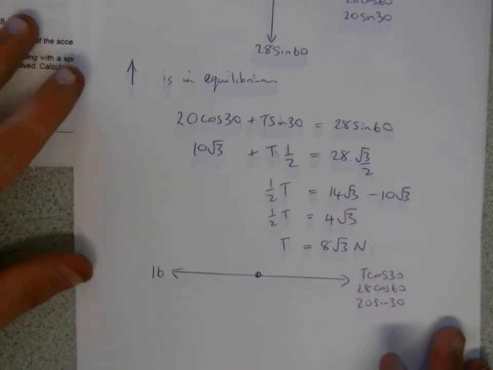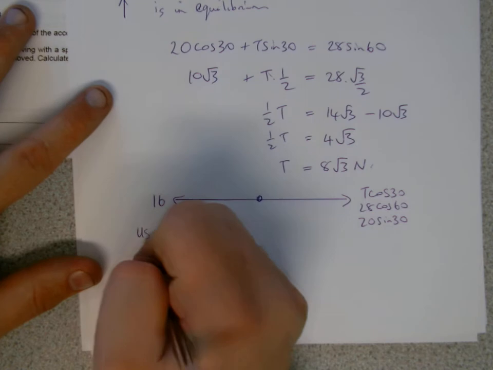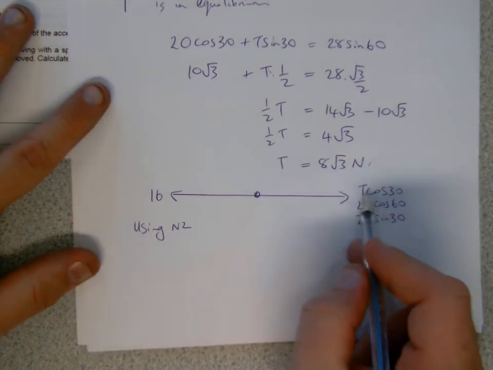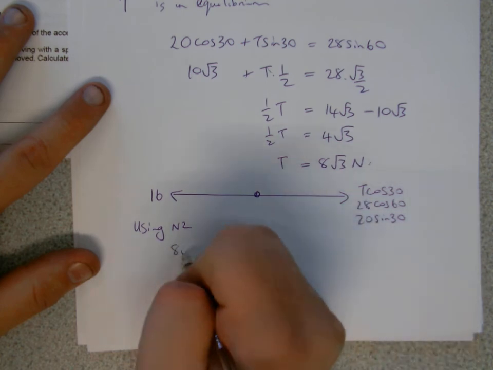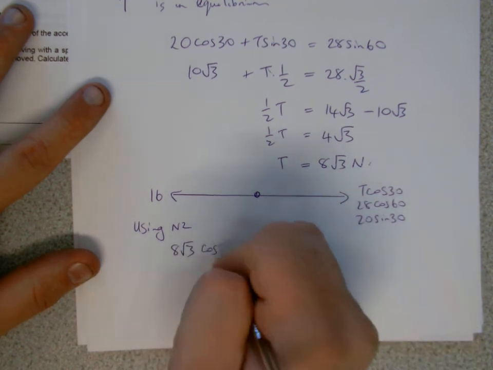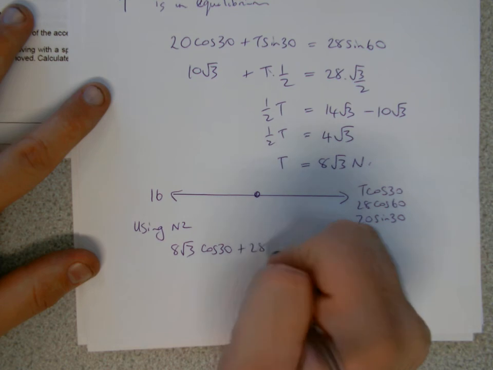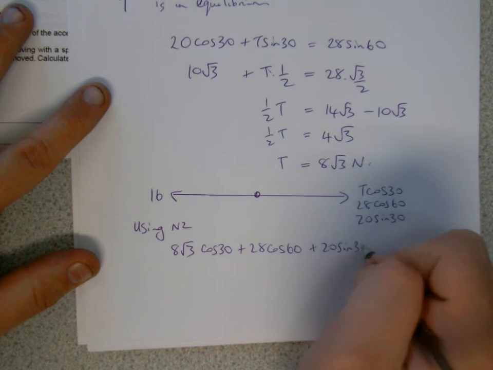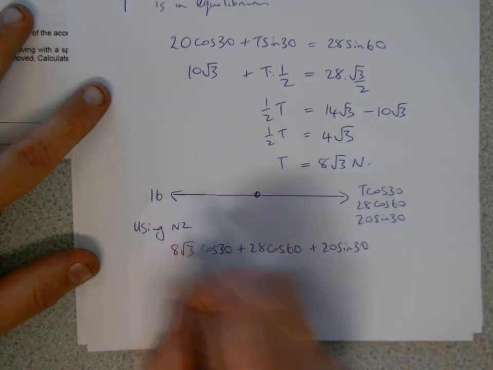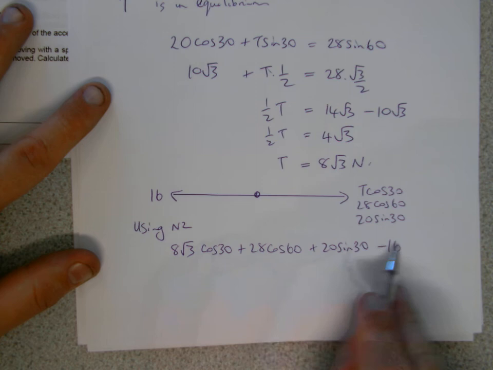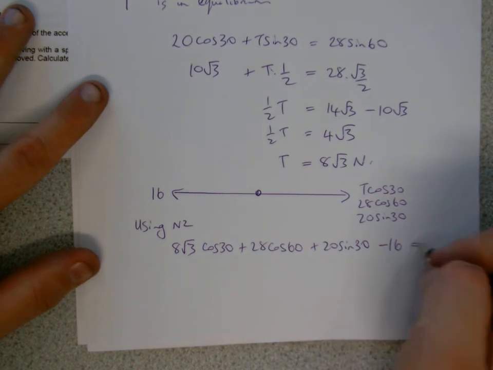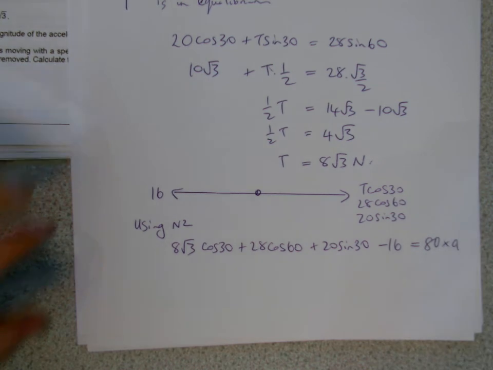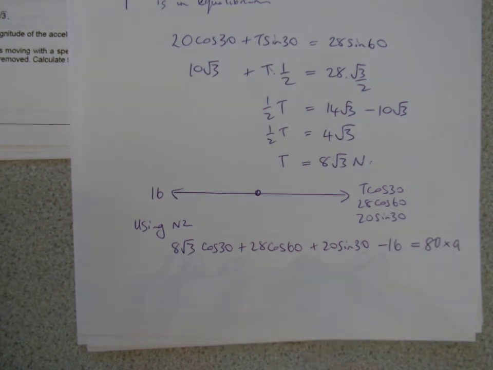So using Newton's second law, we have all of these. And remember, we know what T is: 8 root 3. So 8 root 3 cos 30 plus 28 cos 60 plus 20 sine 30, then take away the resistance force. That's my resultant force using Newton's second law, and that will equal the mass, which is 80, times the acceleration, which is what we want to work out. So I'm just going to work out all this now.